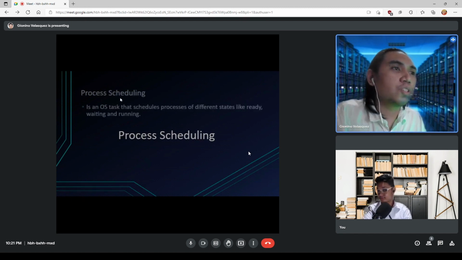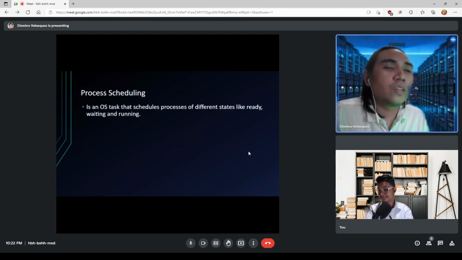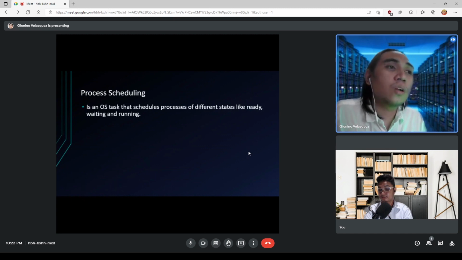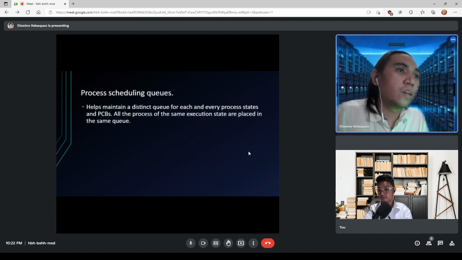So what is process scheduling? Process scheduling is an operating system task that schedules processes of different states like ready, waiting, and running. Process scheduling also allows the operating system to allocate a time interval of CPU execution for each process. Another important reason for using a process scheduling system is that it keeps the CPU busy all the time.